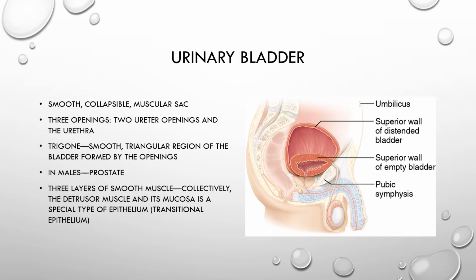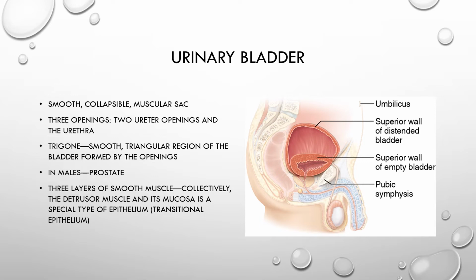The smooth triangular region of the bladder base outlined by these 3 openings is called the trigone. I think I pronounced it trigony a couple slides ago, but it's the trigone. The trigone is important clinically because infections tend to persist in this region. In males, the prostate, which is part of the male reproductive system, surrounds the neck of the bladder where it empties into the urethra. The bladder wall contains 3 layers of smooth muscle.